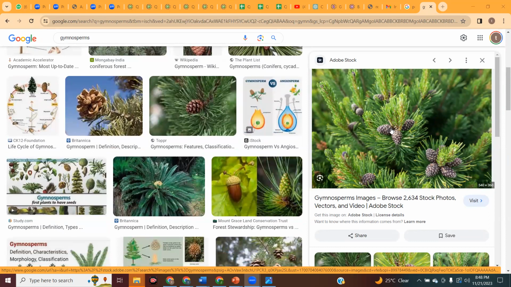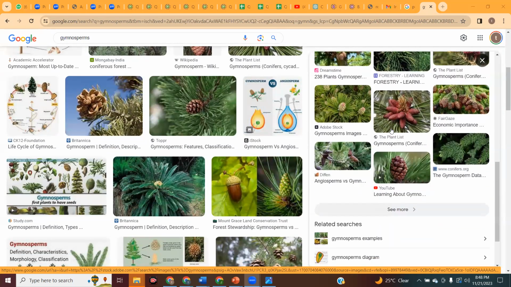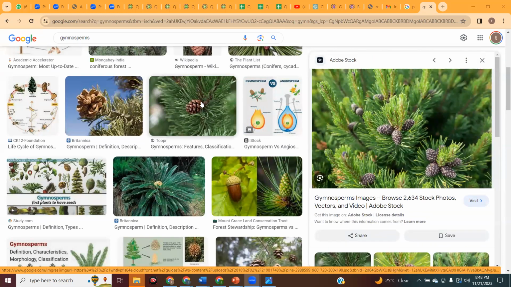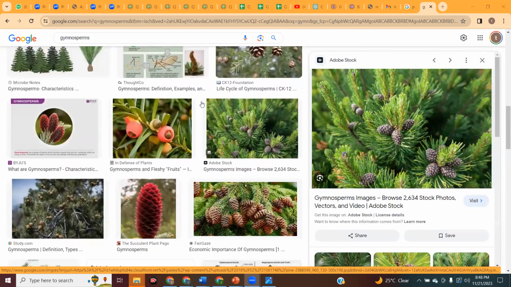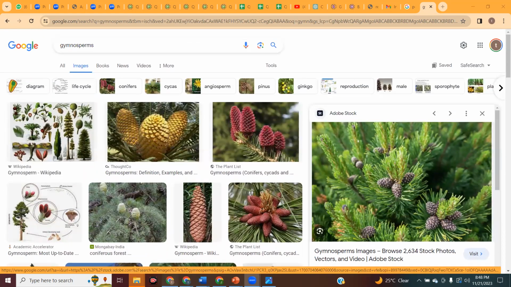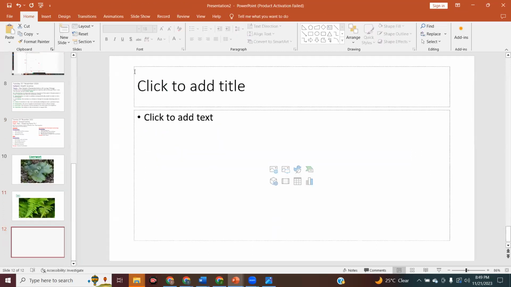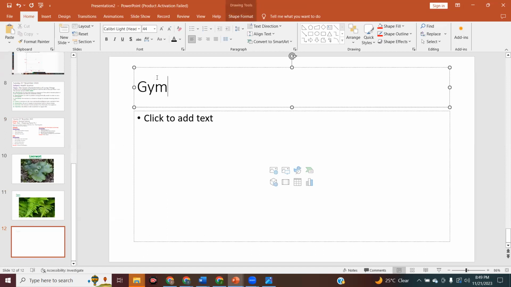What do you use these trees for? I know they're used for Christmas. Exactly. Pinecones. What do we use them for? Decorations. Decorations, exactly. Okay, so your Christmas tree is a gymnosperm.